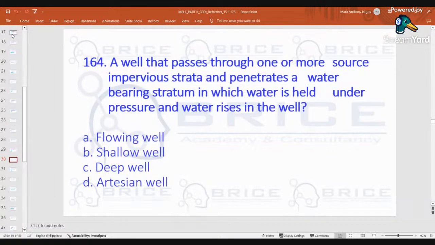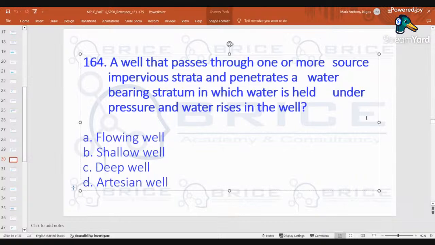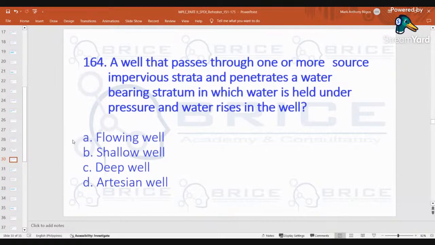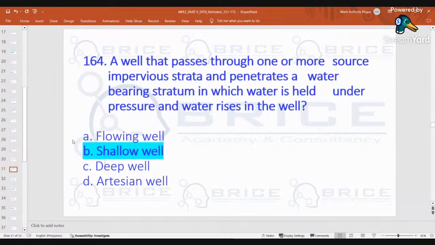164. A well that passes through one or more source of impervious strata and penetrates a water-bearing stratum in which water is held under pressure and water rises in the well. A, flowing well. B, shallow well. C, deep well. D, artesian well. Answer is B, shallow well.